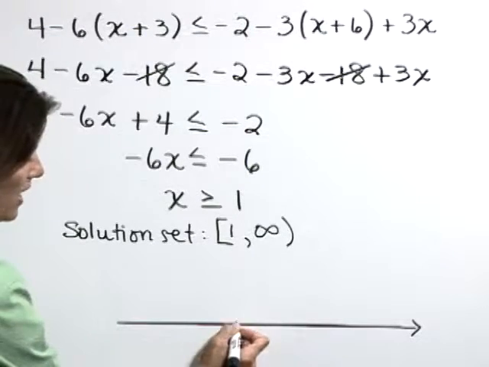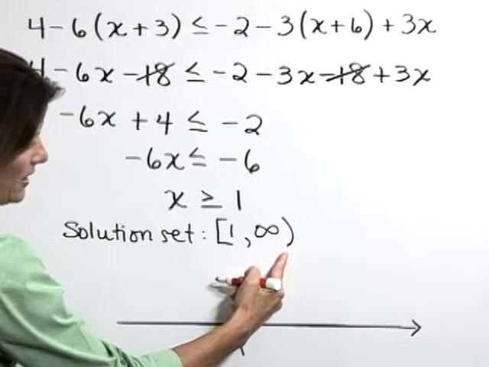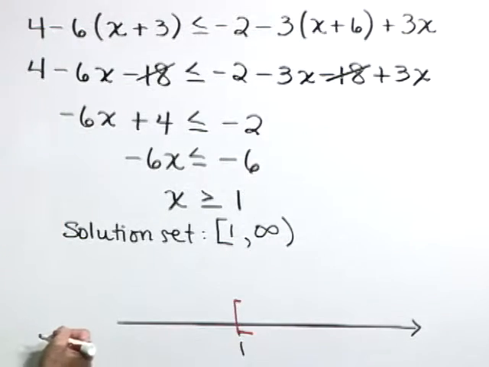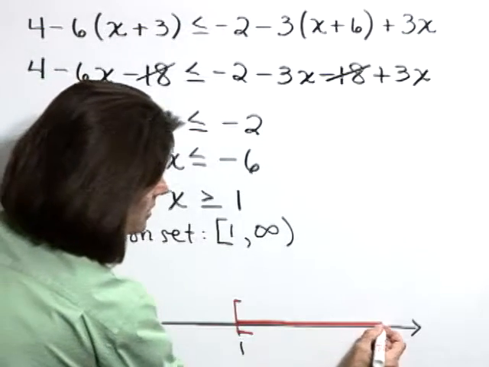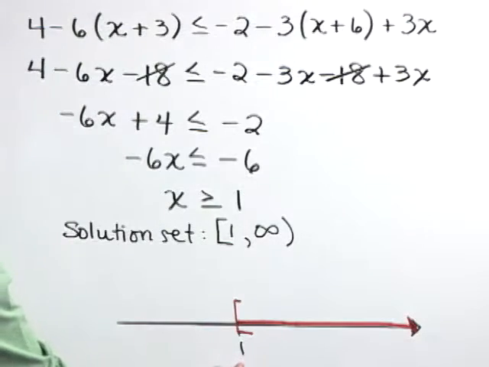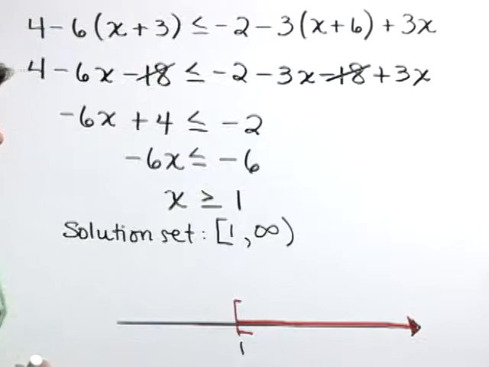I'm just going to locate 1 on the number line. Now, our graph is going to look a lot like this interval notation. We're going to use a bracket to indicate that that 1 is included. Then we're going to highlight this line to the right with a bold arrow indicating that our solution set is from 1 included up toward positive infinity.